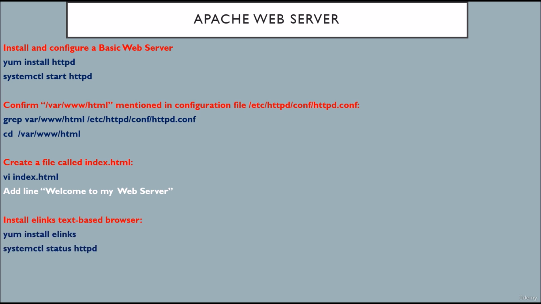Then we can install a Unix text-based browser and make sure the service is started. If it's not, then we will start it. Then we will connect to our web server and make sure it exists. So let's get started. Let me bring up my terminal and let's get started with this example.